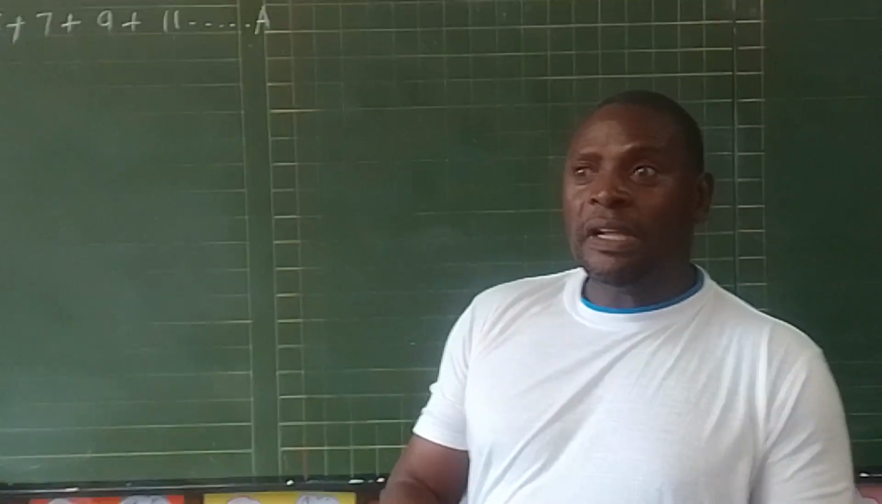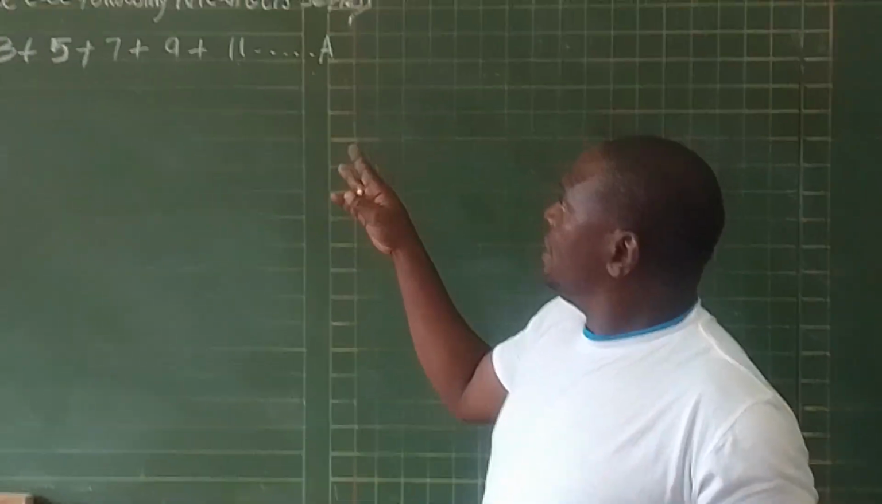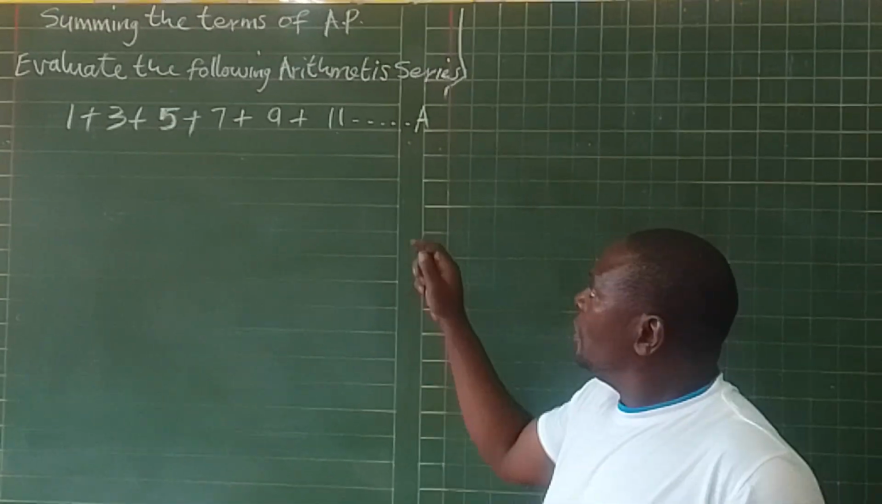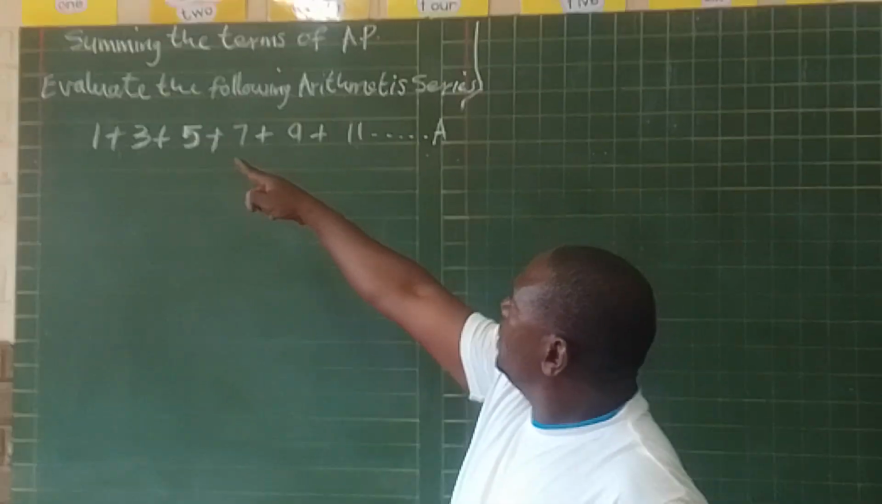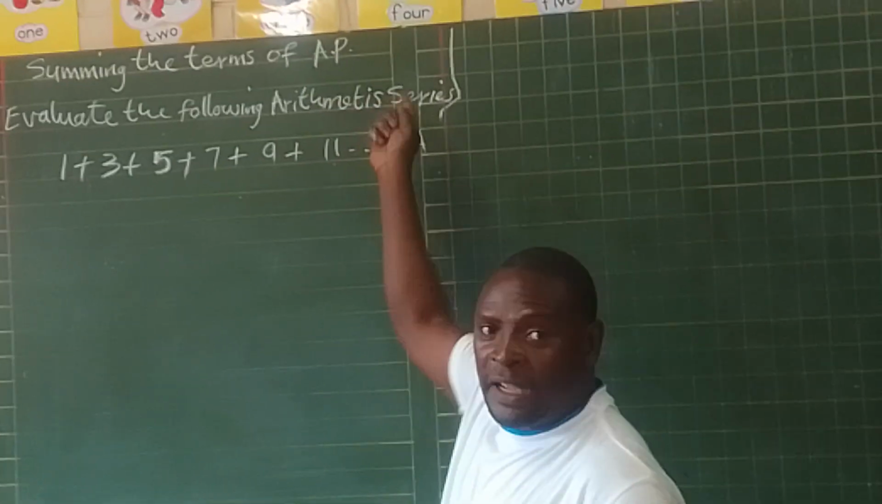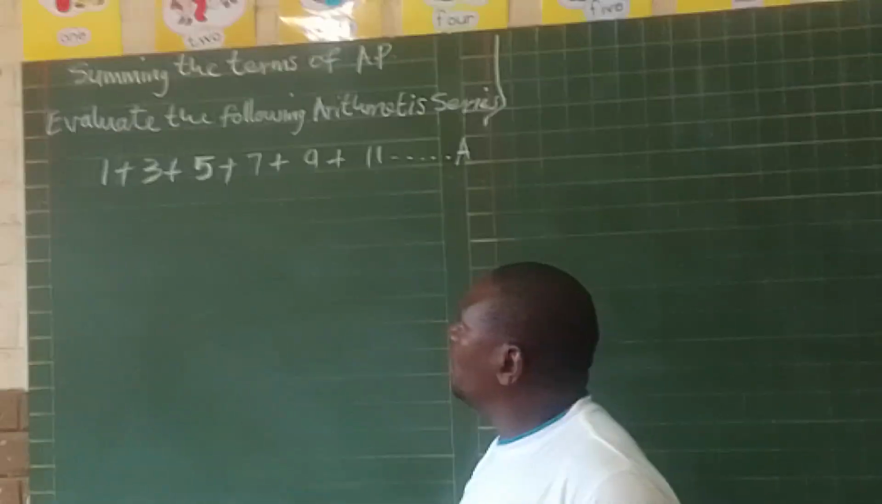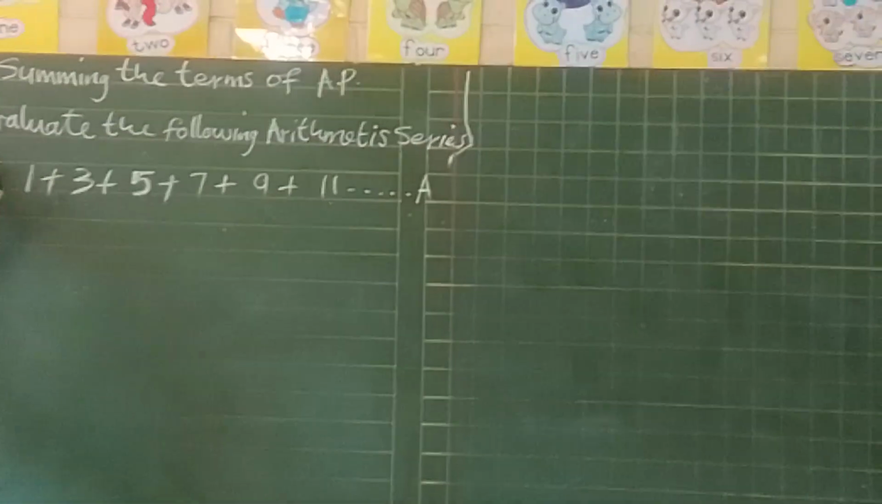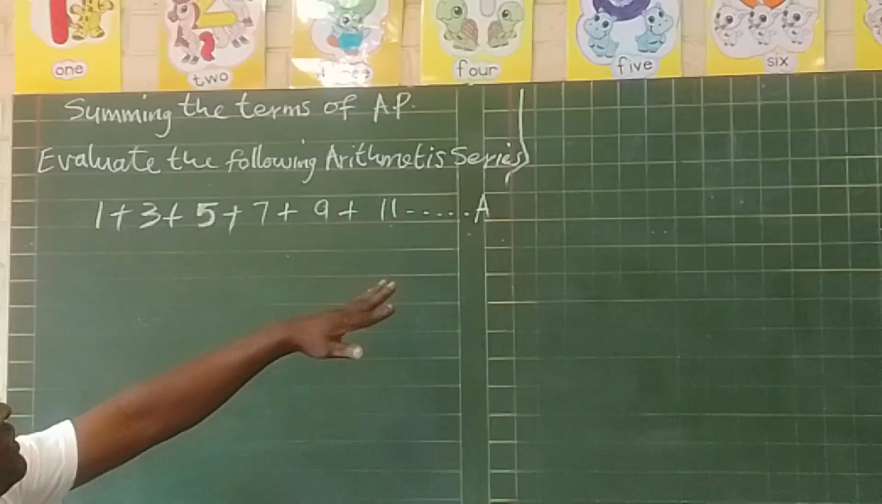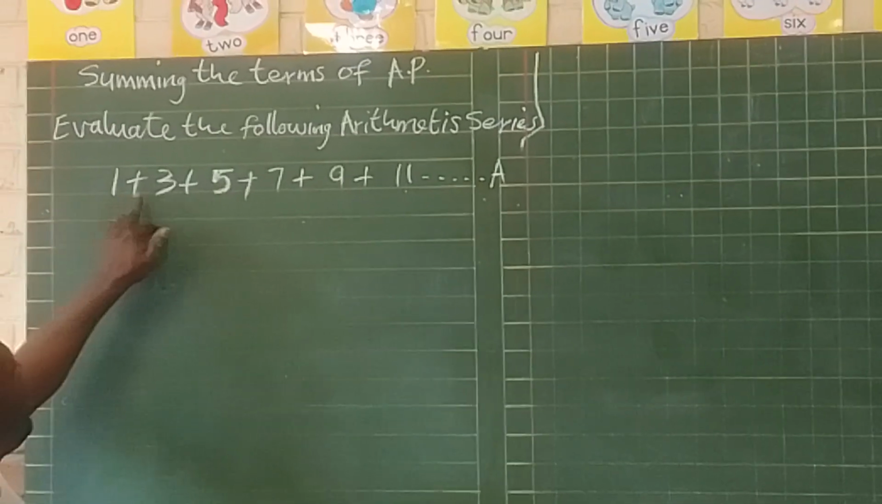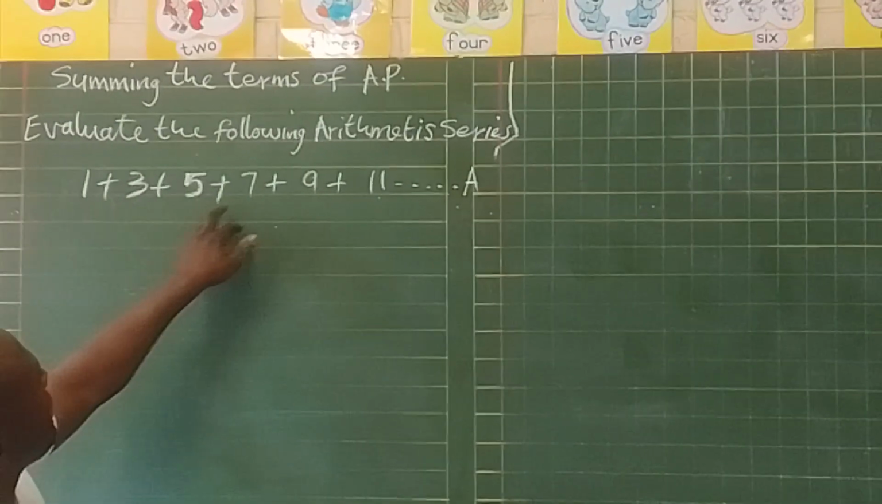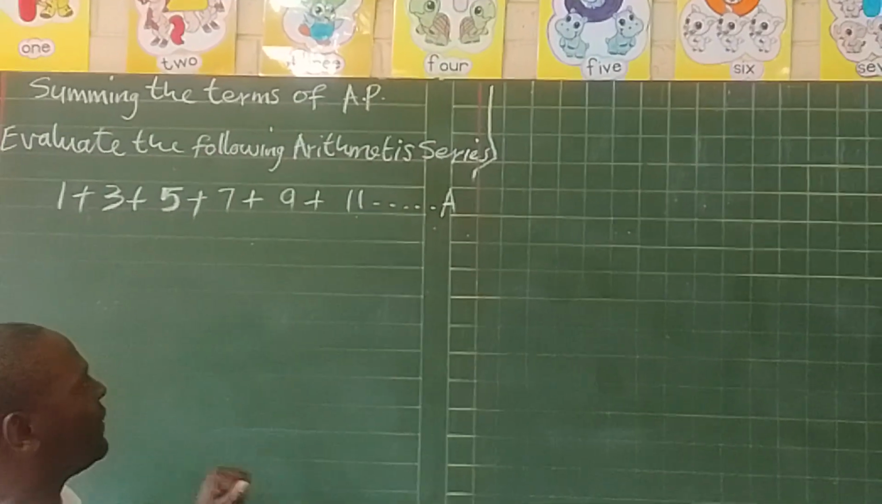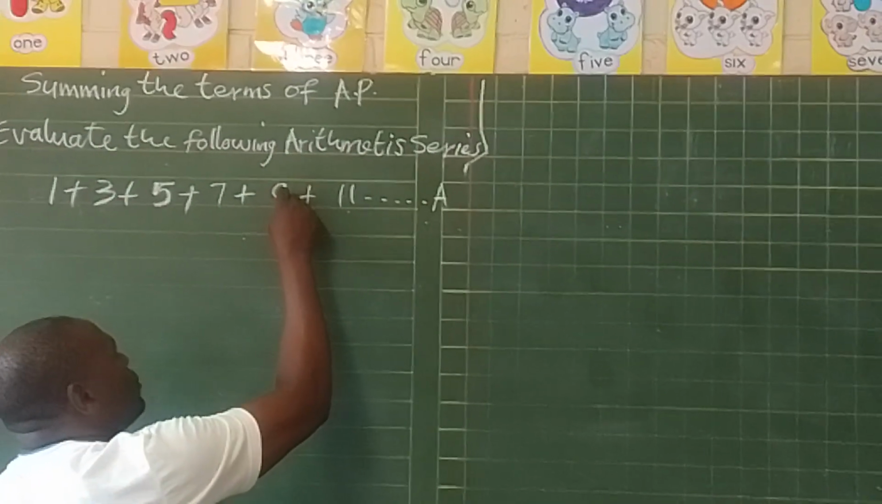We are doing arithmetic series with grade 12. Today we are going to do the summing of the terms of an arithmetic progression. They will give you a series and say evaluate the following arithmetic series. You have 1 plus 3 plus 5 plus 7 plus 9 plus 11. Now they want you to sum it.